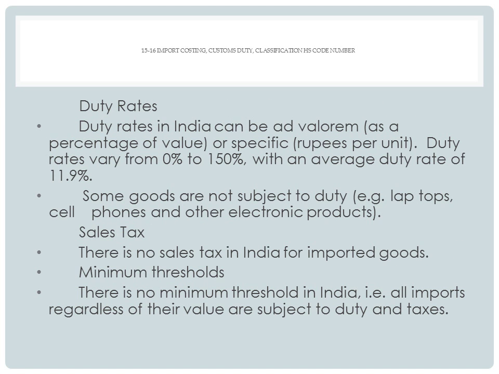Duty rates. The duty rates in India can be ad valorem as a percentage of value, or specific rupees per unit. Duty rates vary from 0% to 150% with an average duty rate of about 12%. Some goods are not subject to duty, for example, laptops, cell phones, and other electronic goods.